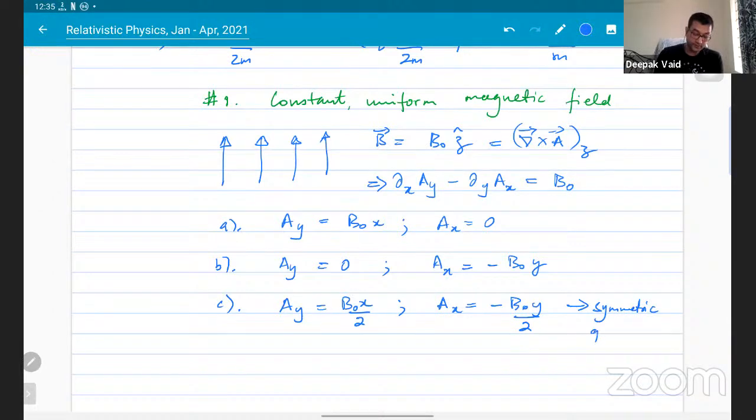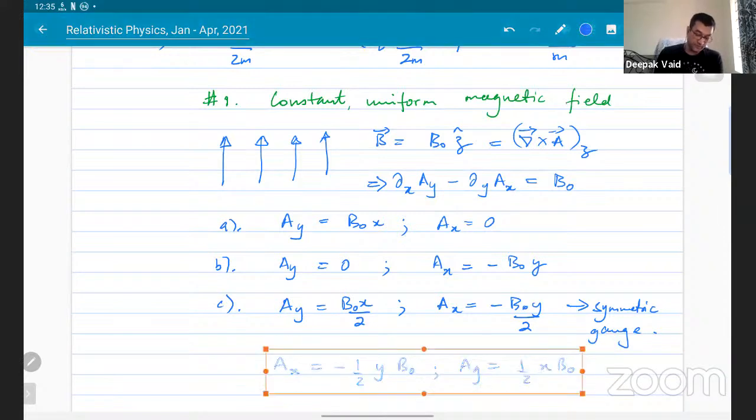Right. So it's called the symmetric gauge. And in this symmetric gauge, you can see one thing that A_x is equal to minus 1/2 y times B naught, and A_y is equal to 1/2 x times B naught.